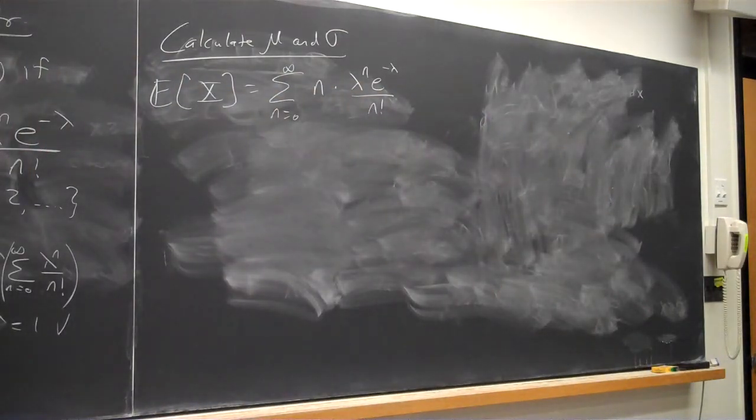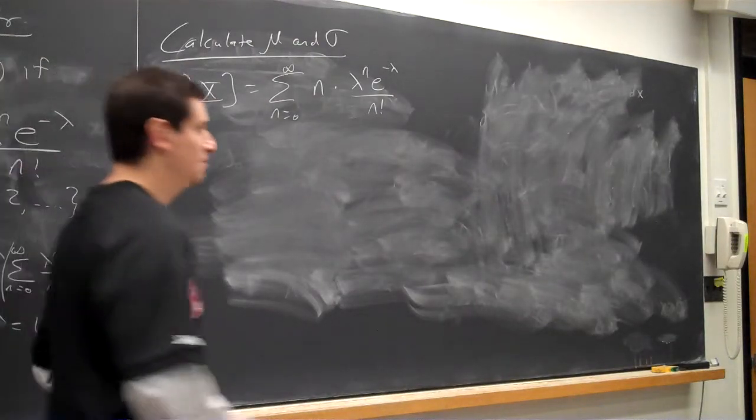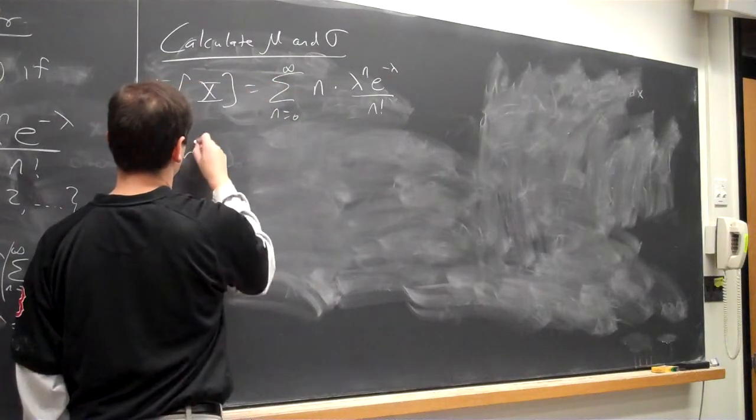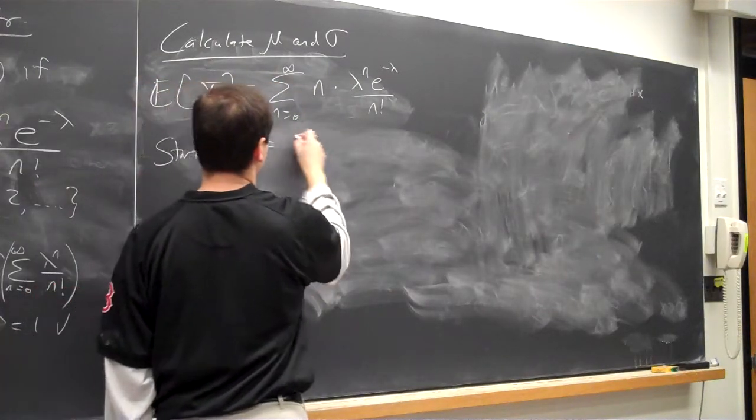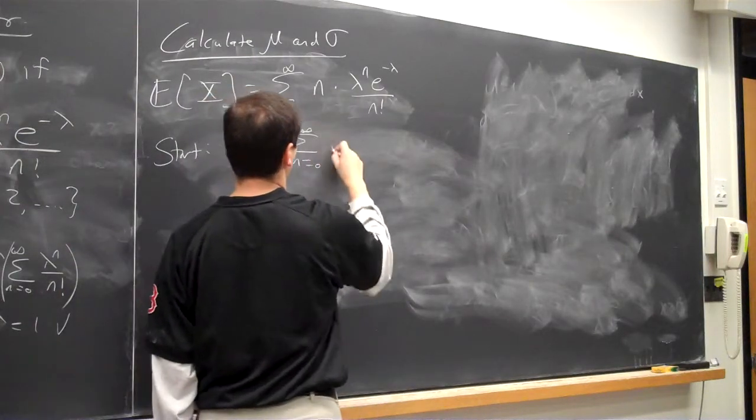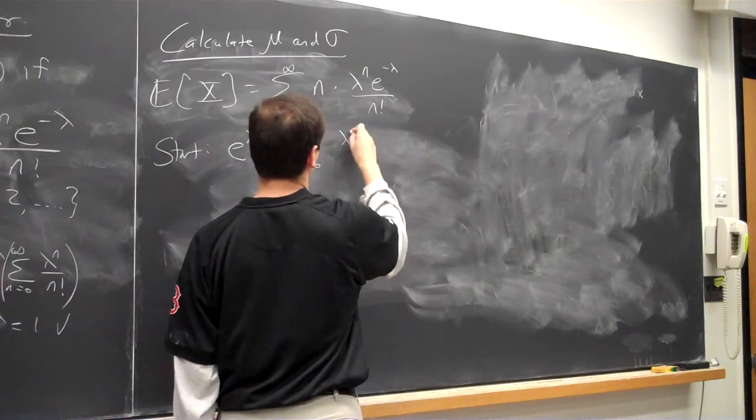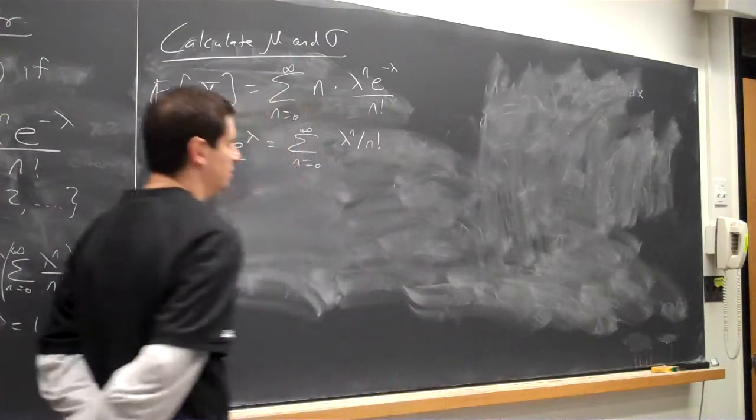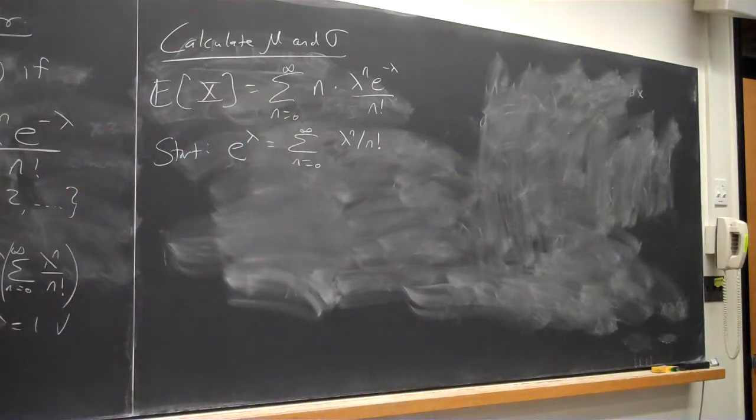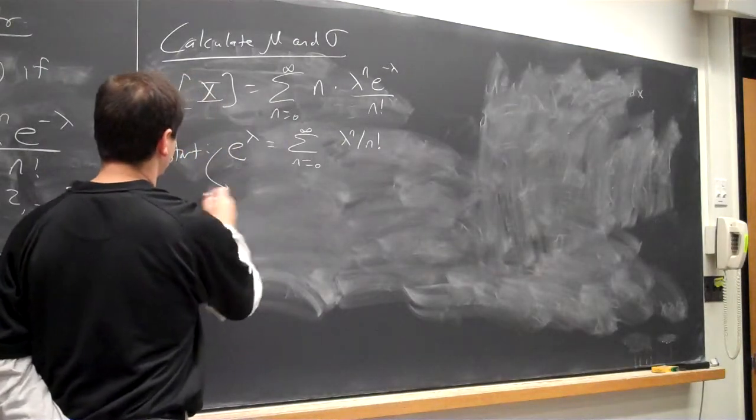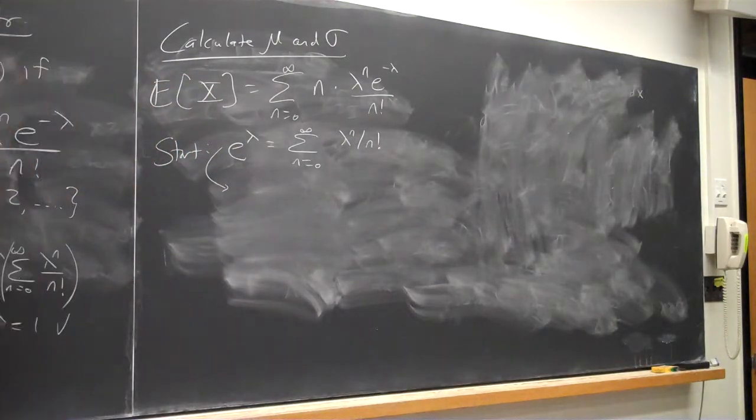No. This? Yeah. Okay. So since this equals 1, let's put the e to the minus lambda on the other side. So start: e to the lambda is the sum, n goes from 0 to infinity, of lambda to the n over n factorial. We're starting with the fact that it's a probability distribution, so it sums to 1. Now we can apply the differentiating identities. So what should we apply to both sides? What do I want to differentiate by? Lambda. Anything else?